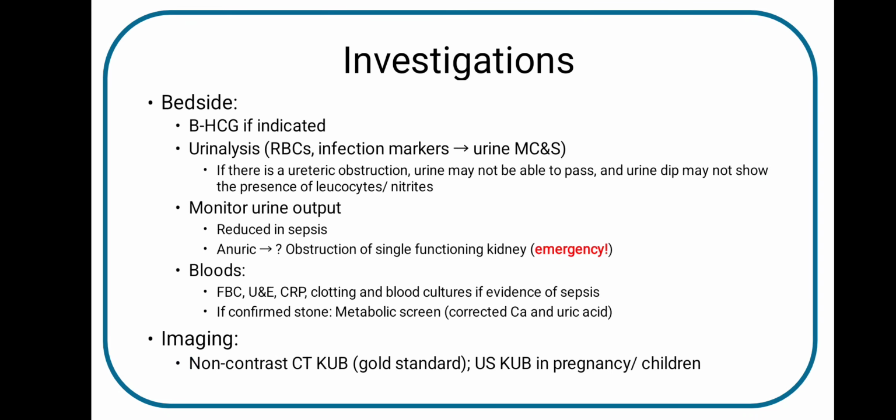How would you want to investigate these patients? A bedside urinalysis is important, plus or minus a urine MCS. If the patient could be pregnant or of childbearing age, it's important to do a beta HCG. You want to monitor the urinary output, especially if you suspect this patient to be septic. Bloods would include full blood count, U&E, CRP, clotting profile, and possibly blood culture also if the patient is suspected to be septic.